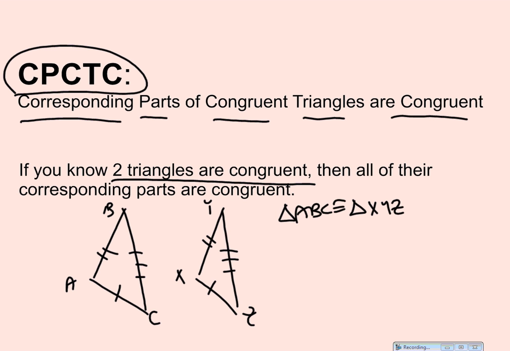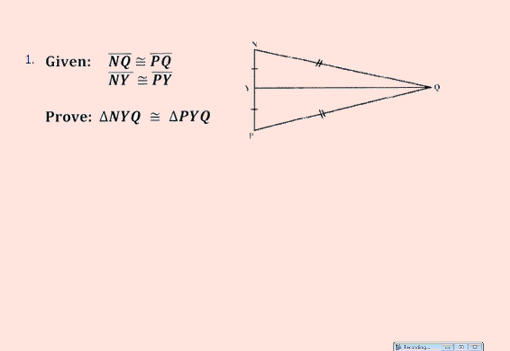If I've got two triangles congruent, all their little pieces are congruent. That means the sides are congruent, which we already proved. But now the angles are congruent. So angle A is congruent to angle X, angle B is congruent to angle Y, angle C is congruent to angle Z. Again, once I've proven two triangles are congruent, I can go back and say all their little pieces are congruent. All right, so let's talk a little bit about what a proof looks like.